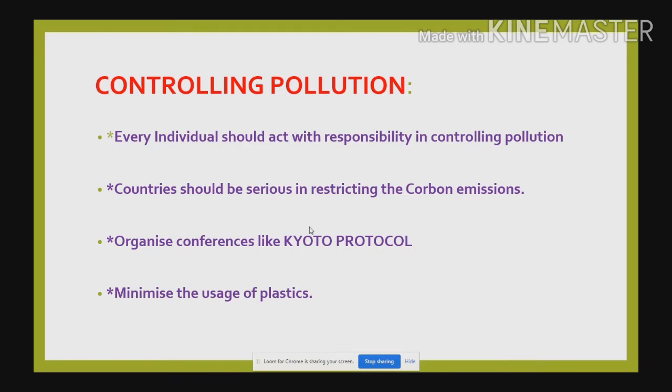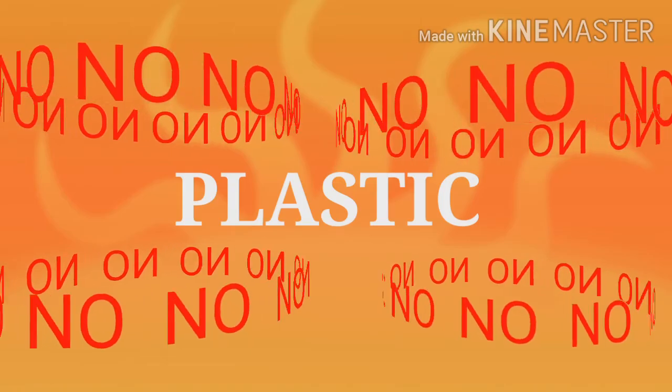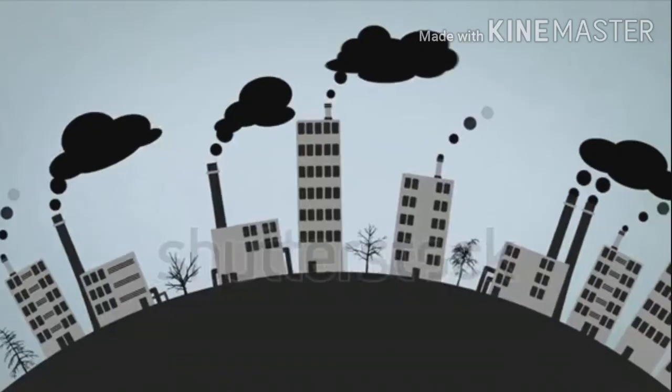So how to control pollution? Every individual should act with responsibility. Countries should be serious in restricting carbon emissions, organize conferences like the Kyoto Protocol, and finally minimize the usage of plastics.